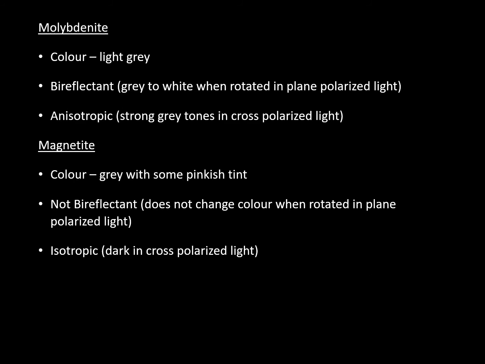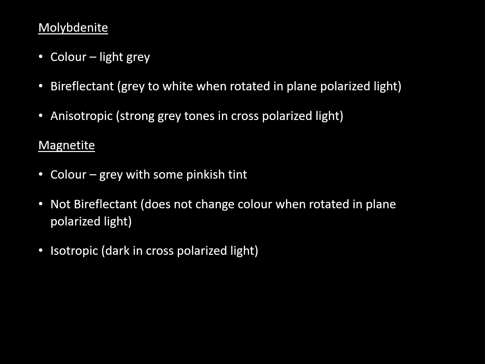We'll also have somewhere in the next set of videos molybdenite, which is going to be light gray. And it is bireflectant, and it goes from gray to white when rotated in plain polarized light. And it's anisotropic, so it has strong gray tones in cross-polarized light. And then also on here is going to be magnetite, which is gray with some pinkish tint. It is not bireflectant, so it does not change color when rotated in plain polarized light, and it's isotropic, so it's dark in cross-polarized light.